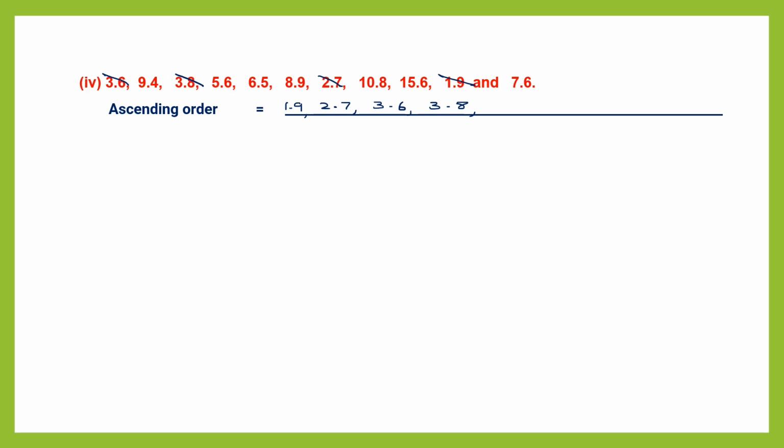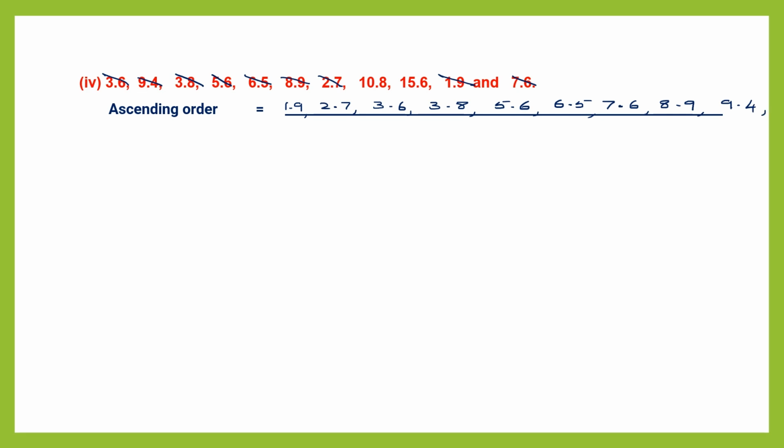Now what will come after 3.8? Let's look carefully. We have 5.6. So 5.6 will come next. Then we have 6.5. Then we have 7.6. Then what do we have? We have 8.9. Then we have 9.4.